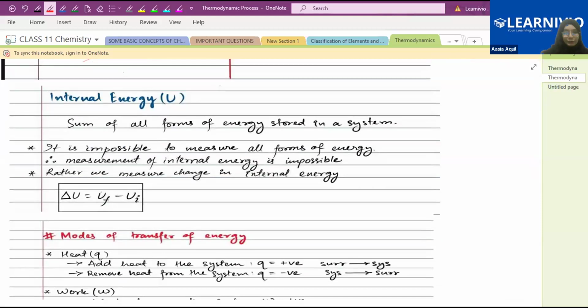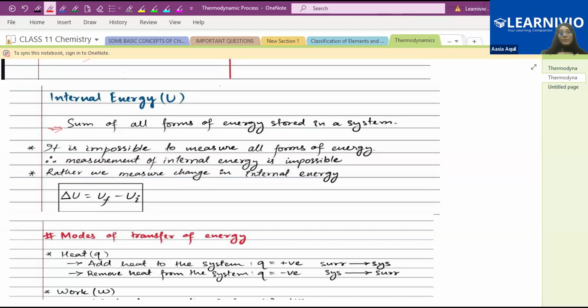Okay, so the next is internal energy. Internal energy को हम किससे denote करते हैं? Capital U. So what is internal energy? Internal energy is the sum of all forms of energy stored in a system. Suppose we have a system, any container, and in that container many forms of energy are stored, heat energy, any type of energy. So internal energy is basically the sum of all forms of energy stored in the system.